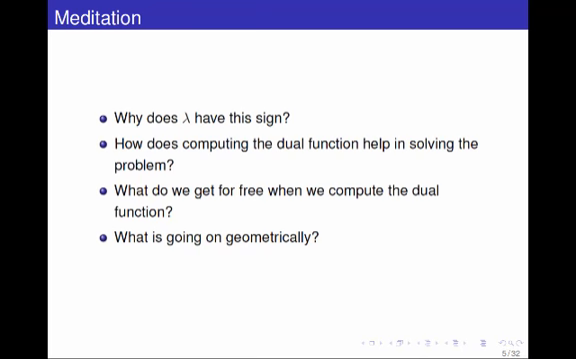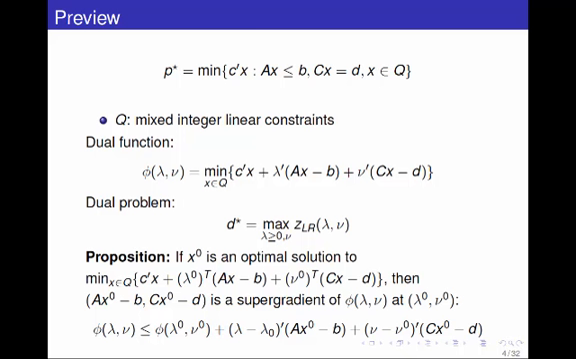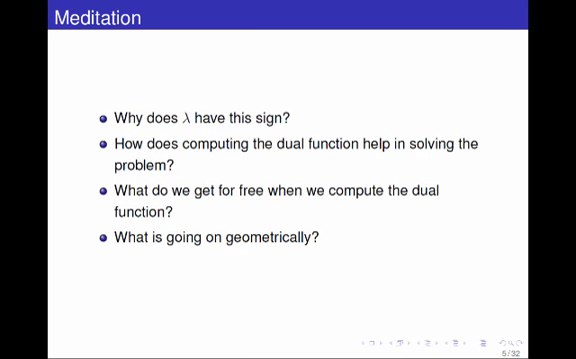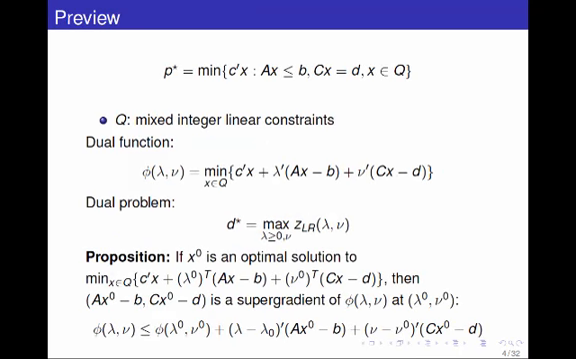Meditating, I want you to think about these 4 questions here. So why does lambda have to have the non-negative sign here? Basically, if you follow the constraint, you want to go. So we don't have a guarantee of a lower bound if it's not non-negative. And why do we even bother with the dual function? Does it solve the original problem?